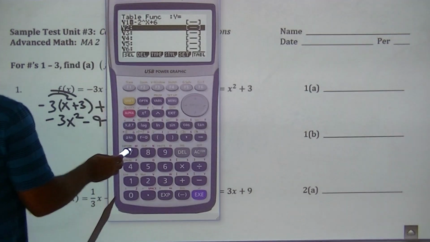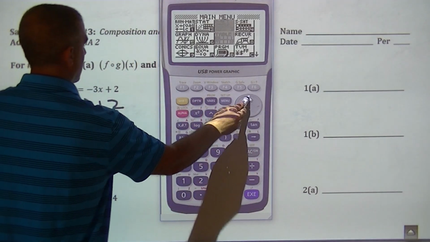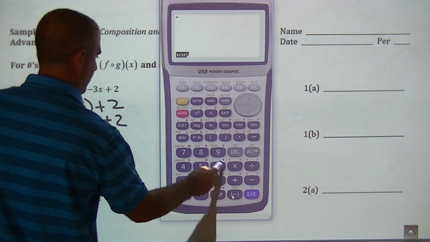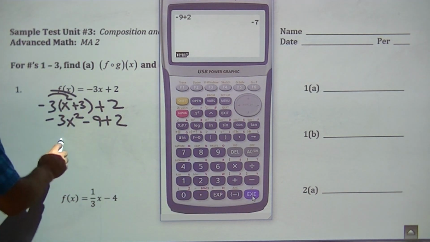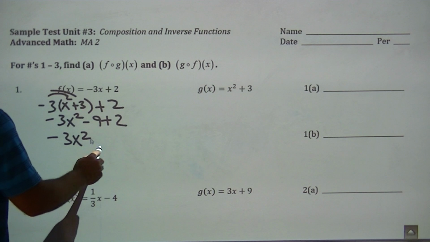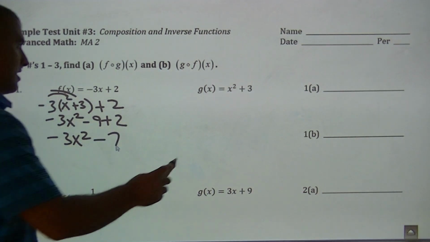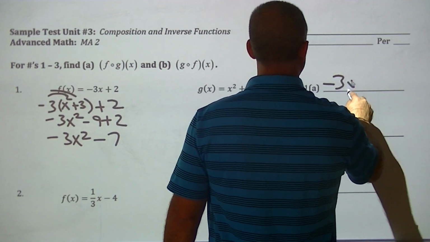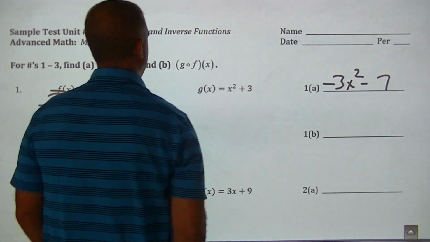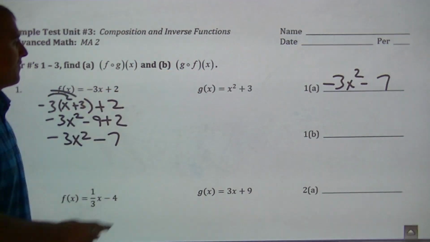What I'm going to do is make sure my calculations are right. Negative 9 plus 2 is a like term, so negative 3x squared minus 7. So that's the answer for A. I'm going to switch to blue. Then I'm going to do g of f of x.